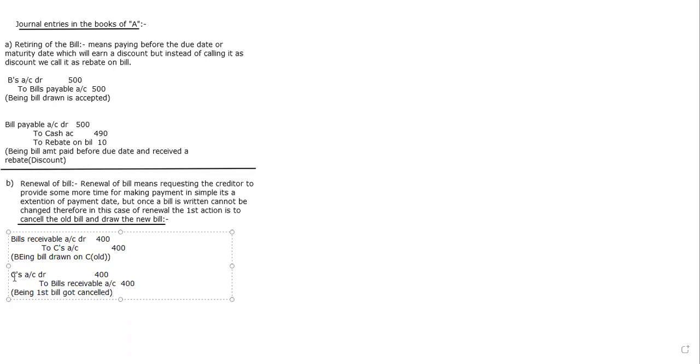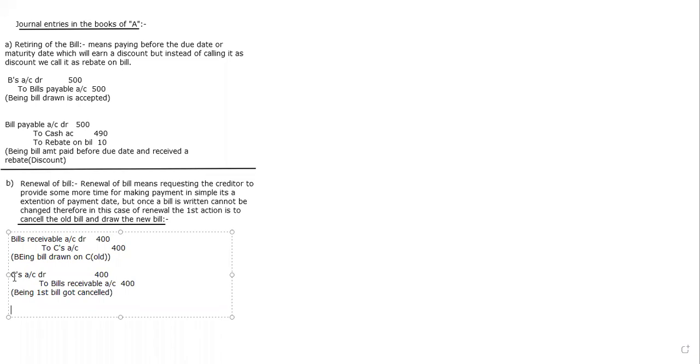Now, I'm going for renewing. Renewing means it is a loss for me because I should receive within 2 months, but you did not pay me. So, simply I'll accept it for 400? No. What I'm going to do is add some extra amount to it.